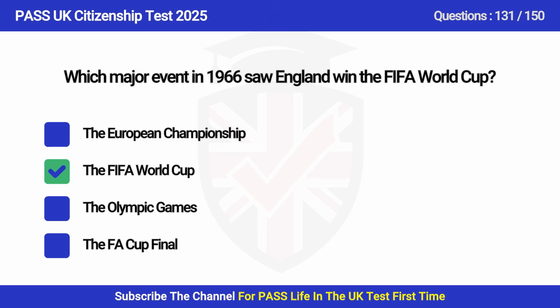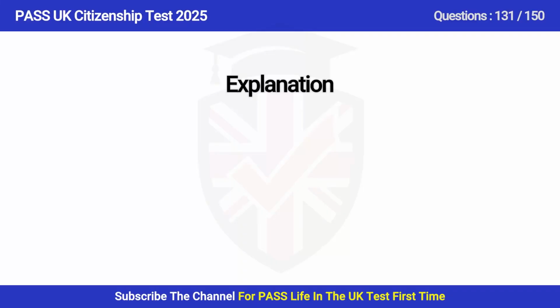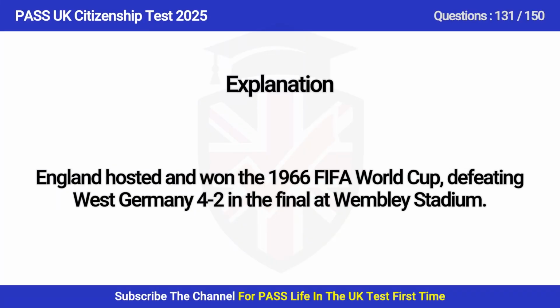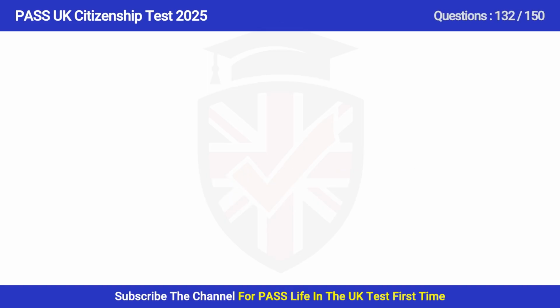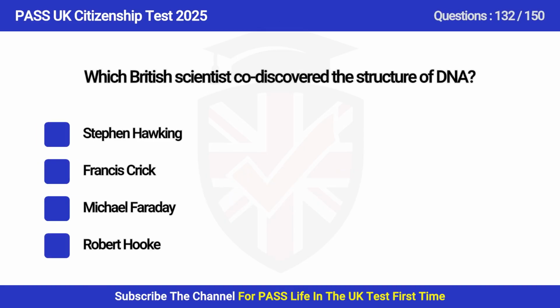Answer is B. the FIFA World Cup. England hosted and won the 1966 FIFA World Cup, defeating West Germany in the final at Wembley Stadium. Question 132. Which British scientist discovered the structure of DNA? A. Stephen Hawking, B. Francis Crick, C. Michael Faraday, D. Robert Hooke?